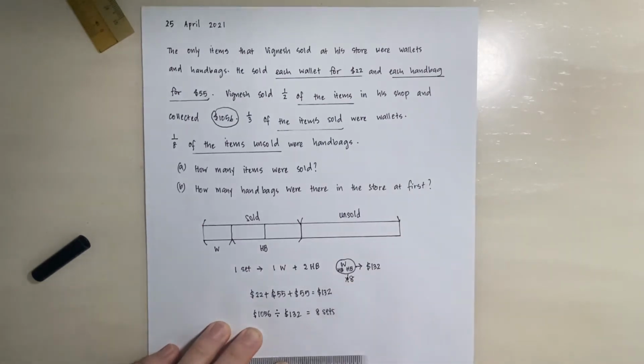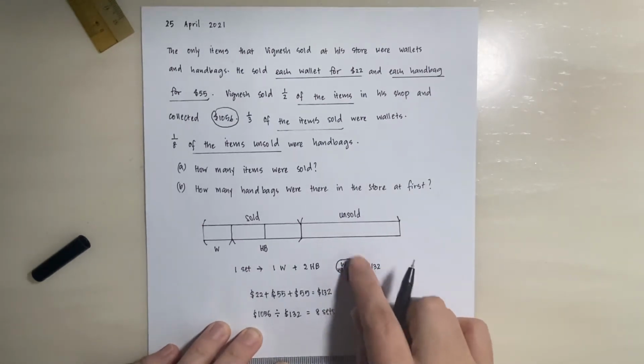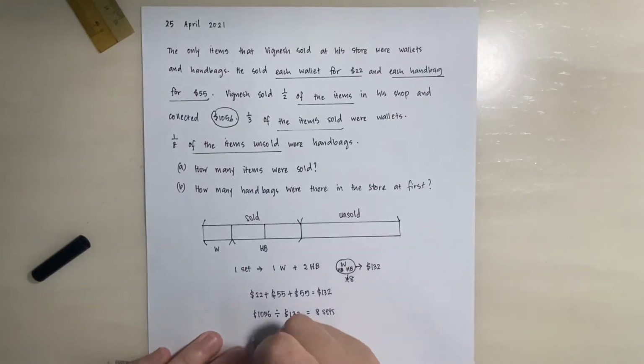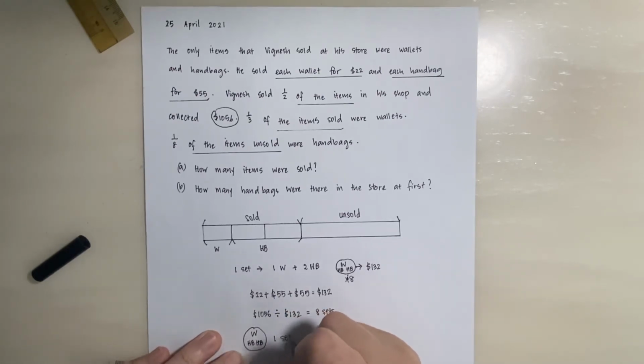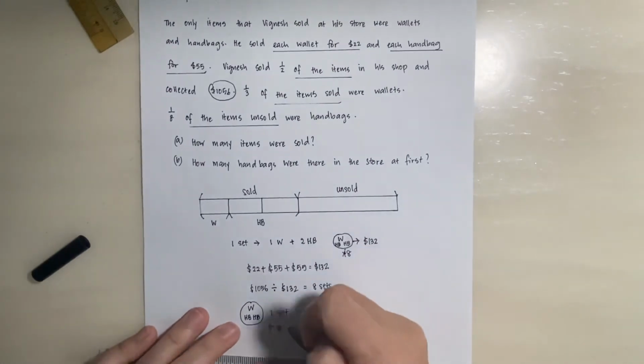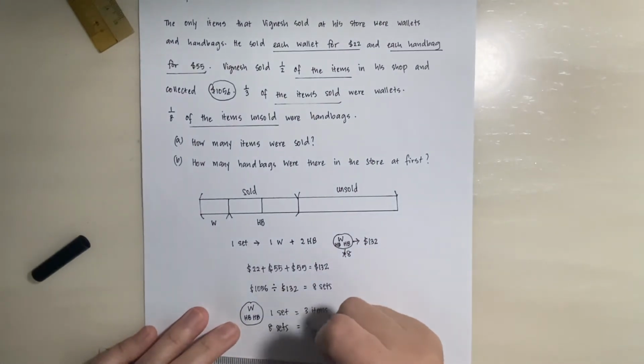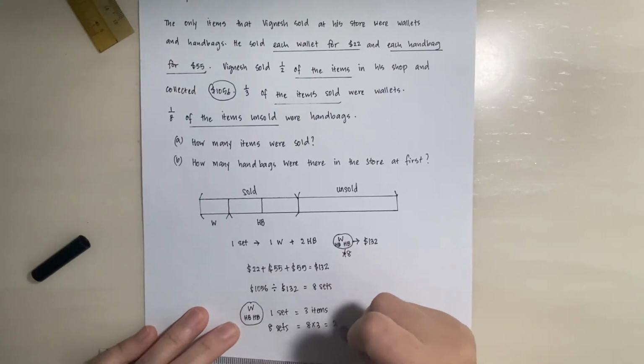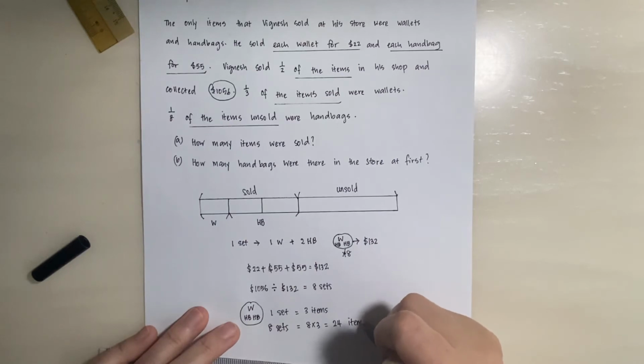Which means to say that when I ask, in one group, in one set, I would have 3 items. So I will have W, HB, HB, right? This is one set. And in my one set, there are 3 items. So I know that when I divide, I have 8 sets. So my 8 sets, can you see or not? Okay, I shift up. 8 sets equals 8 times 3, which means Vignesh actually sold 24 items.